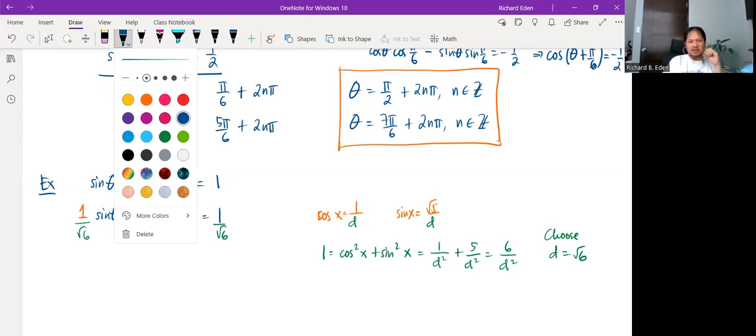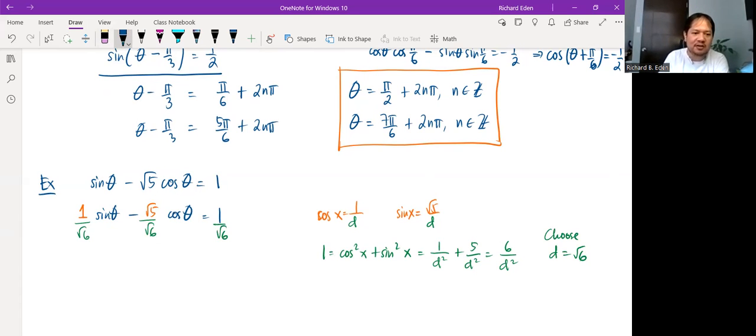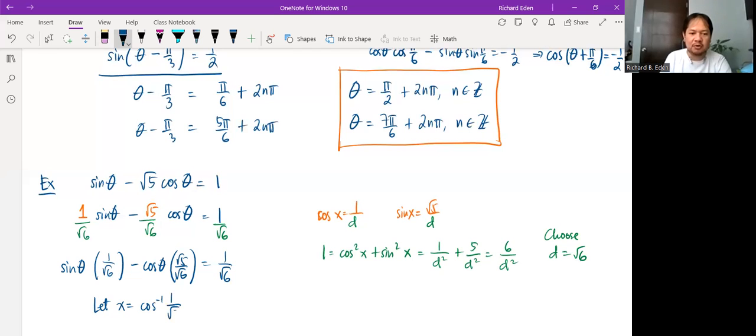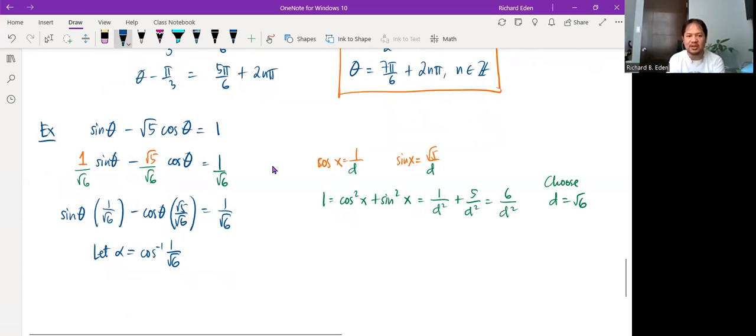Okay, so ganito ang gagawin natin. Alright, it's a bit unorthodox. So anyway, sine theta and then 1 over the square root of 6, minus cosine theta and then square root of 5 over the square root of 6 equals 1 over the square root of 6. Okay, so the thing is, let alpha be cosine inverse of 1 over the square root of 6. Wait, hold on, baka nakakalito, let me use alpha na lang. So if you define alpha to be cosine inverse of 1 over the square root of 6, then cosine alpha is 1 over the square root of 6 and sine alpha would be square root of 5 over the square root of 6.